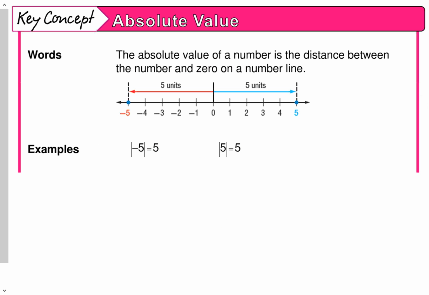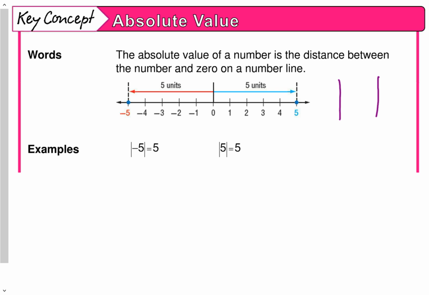Now we're going to get into absolute value, and the absolute value of a number is the distance between the number and 0 on a number line. So here the symbols for absolute value are two vertical lines, and how we read it is the absolute value of, and then the number inside. So this is actually read as the absolute value of negative 5.